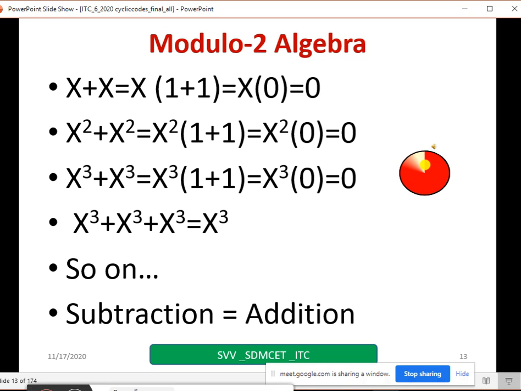Remember, one last line: most of the time in mod 2 algebra, addition equals subtraction, because x square plus x square equals 0, and x square minus x square is also equal to 0. Hence, in mod 2 algebra, we never bother about plus or minus. The answer will remain the same. This is one important point. Hope all of you will remember. Let me go to the next.